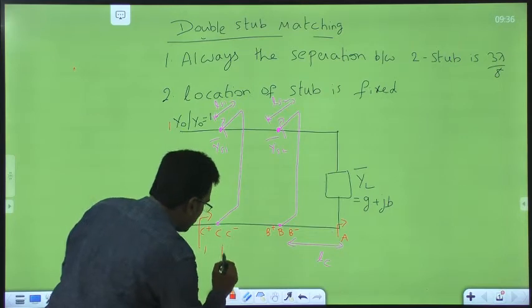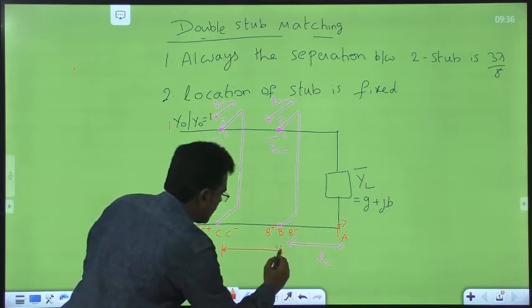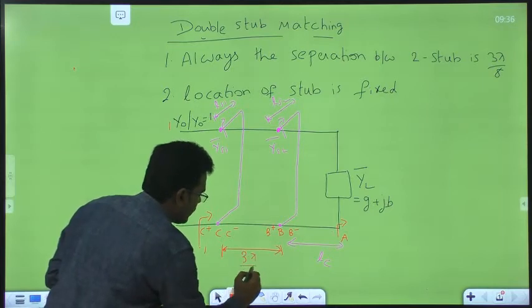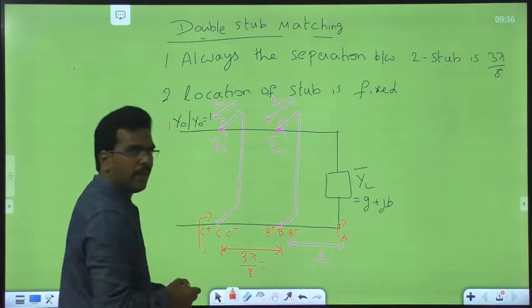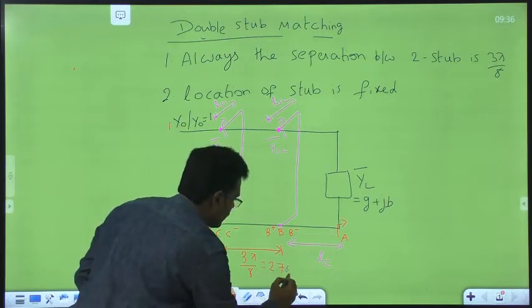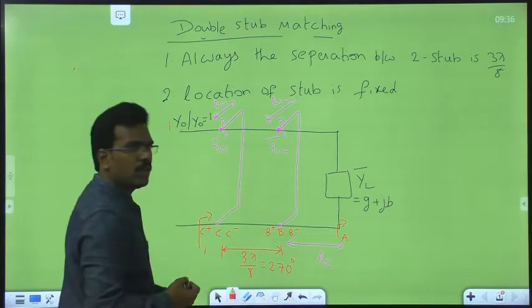And one more point here is what? Always the separation between two steps is 3 lambda by 8. Nothing but how much? 1 lambda means 720 degrees. So it gives 270 degrees. It gives 270 degrees.